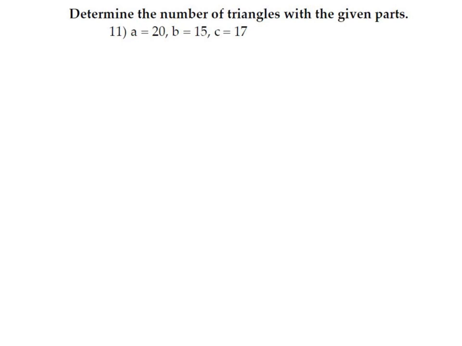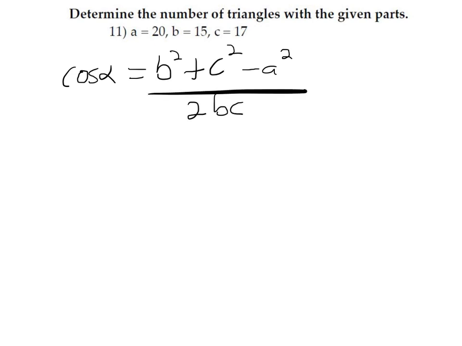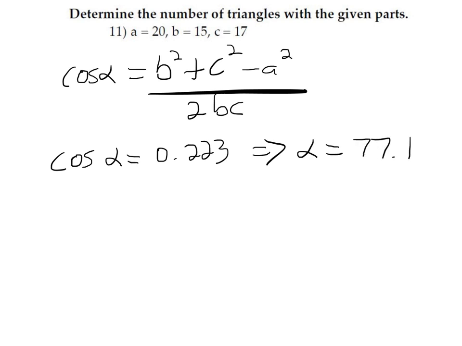So I'm going to go after alpha with cosine alpha equals, setting these up, it'll have b squared plus c squared minus a squared, because alpha and a are the opposite pairs, over 2bc. Plugging our information in for b, c, and a, we end up with cosine alpha equaling 0.223-ish. That's enough information, but if we do arc cosine of the answer, it gives us 77.08 or 77.1 degrees. One answer, and it's not obtuse.